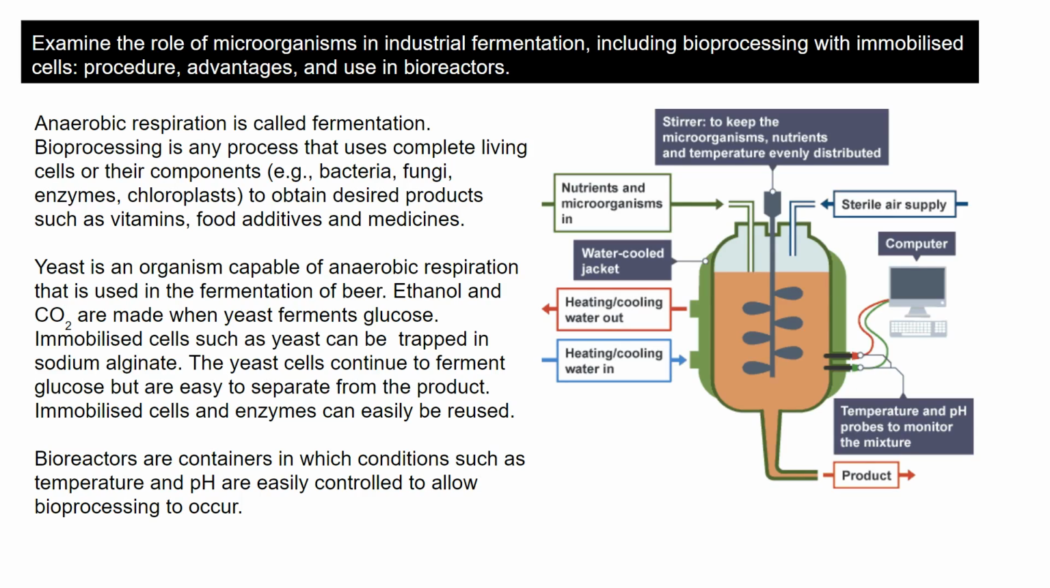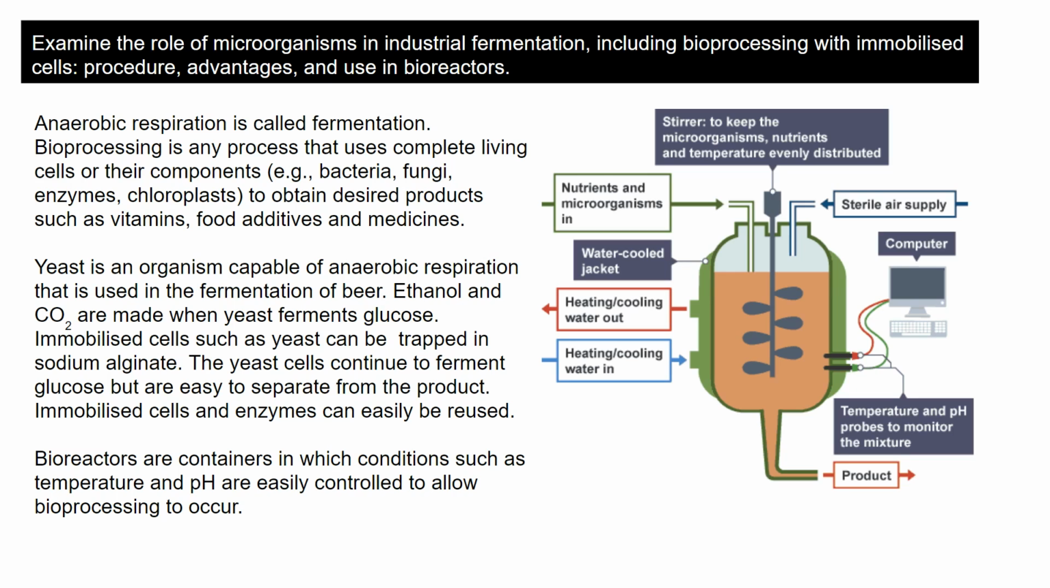Now, another look at some of the industrial uses of fermentation. So a couple of key words. Bioprocessing is any process that uses complete living cells or their components. So an entire bacteria cell or a yeast cell or even a chloroplast or an enzyme, to obtain desired products such as vitamins, food additives, and medicine. So it's a process where cells are used to produce useful products.